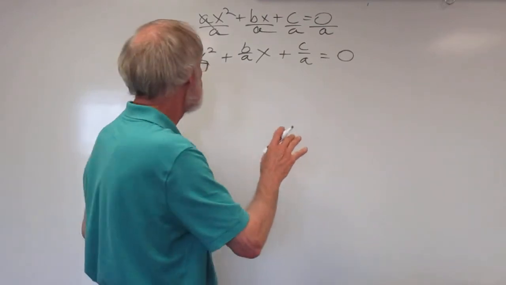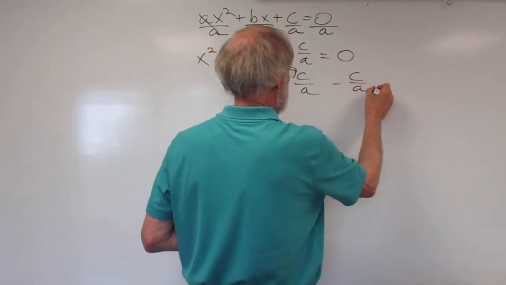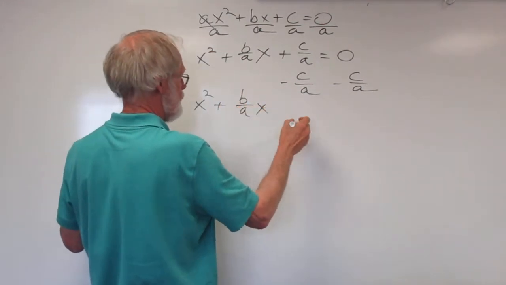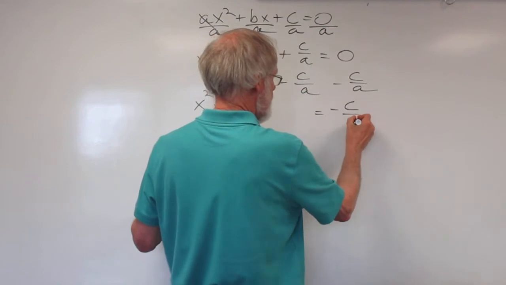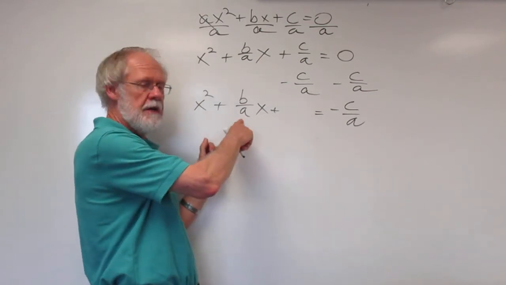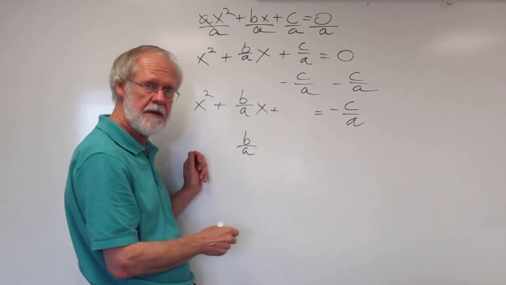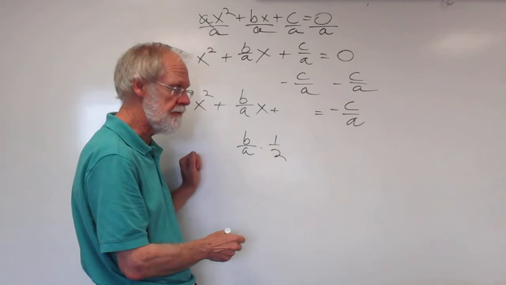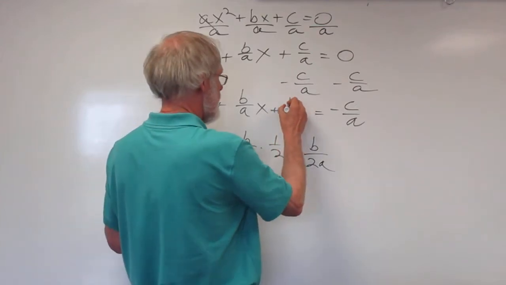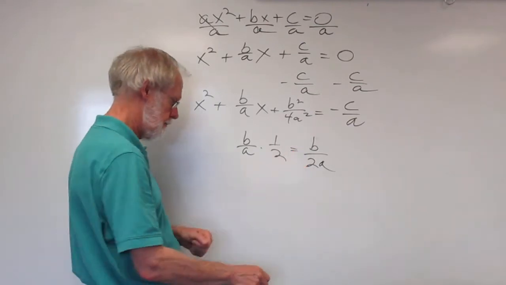Now I can follow the completing the square process. I start by subtracting the constant, c over a, from both sides. And I get x squared plus b over a x, leave a space, equals negative c over a. Now, recall that what I want to put in here is I divide this by 2 and then square it. Well, b over a divided by 2 is b over a times a half, which is b over 2a. I square that, and I get b squared over 4a squared. Square the top, square the bottom.